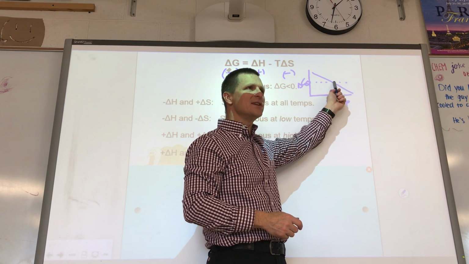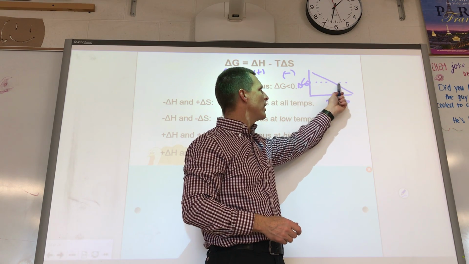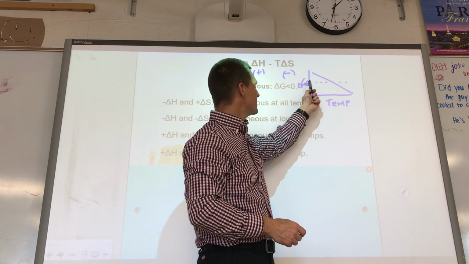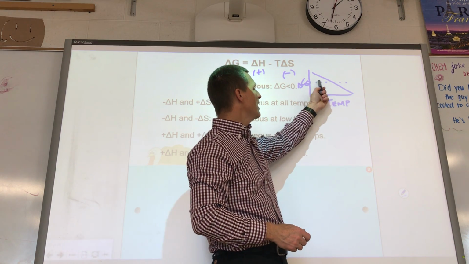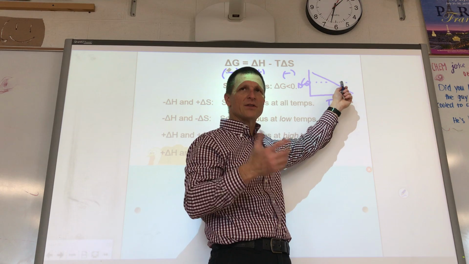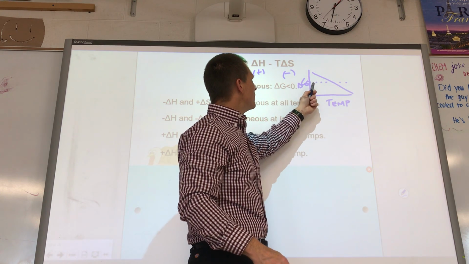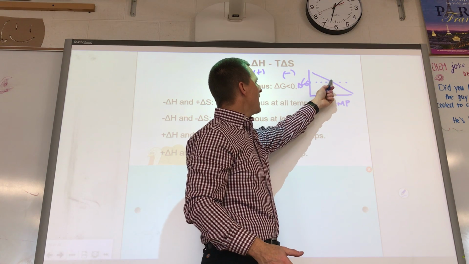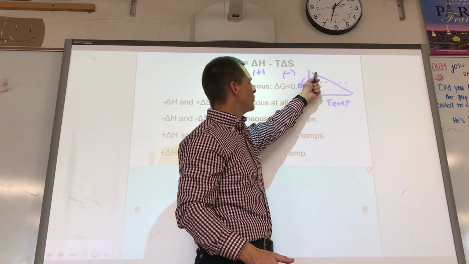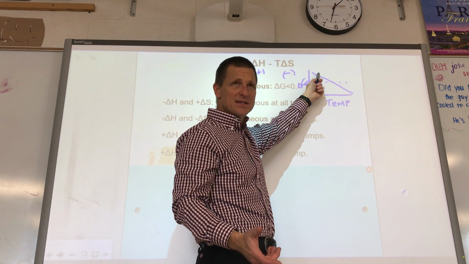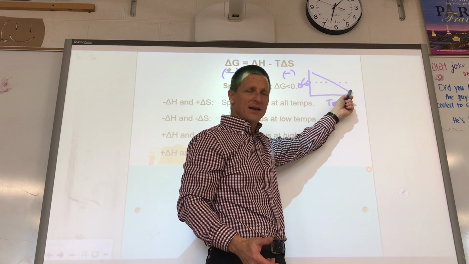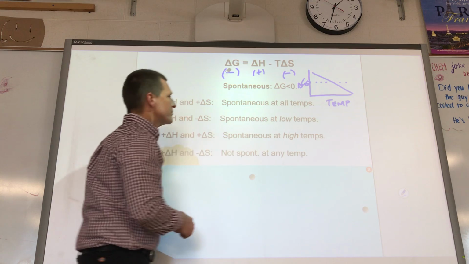Down here where delta G is a negative value, this is where the reaction is spontaneous because delta G is negative. This little dashed line is 0, zero delta G. So this is a reaction where at low temperatures, the reaction is not spontaneous because delta G is positive. At high temperatures, the reaction is spontaneous because delta G is negative.